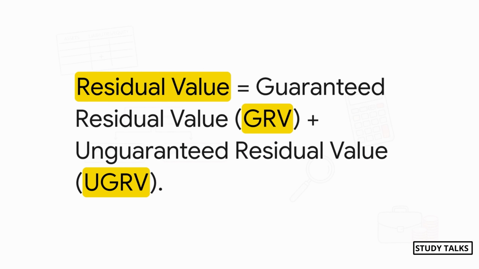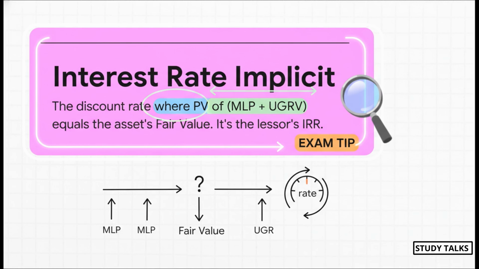Let's quickly run through a few more key values. Residual value is what we estimate the asset will be worth at the very end of the lease. Now, this value is split into 2 parts. First, you have guaranteed residual value, or GRV, which is the portion the lessee has promised to cover. The rest is the unguaranteed residual value, or UGRV. So, the simple formula is residual value equals GRV plus UGRV. Okay, this one sounds super technical, but don't let the name intimidate you.